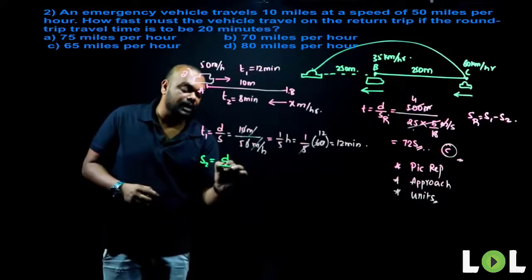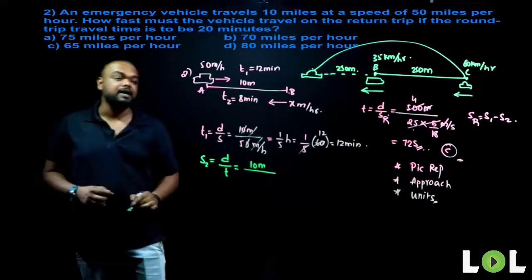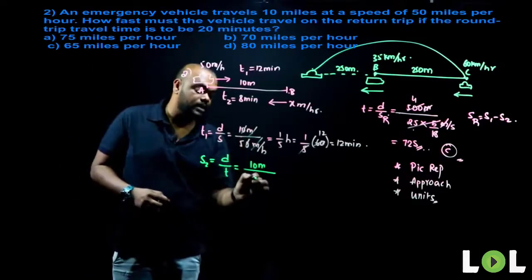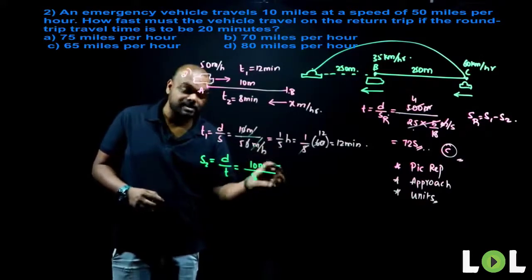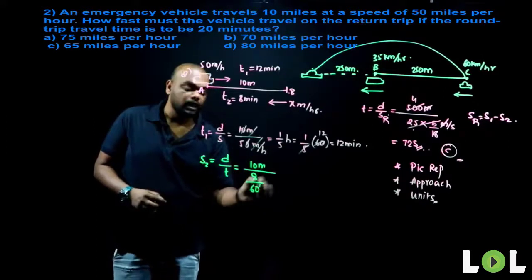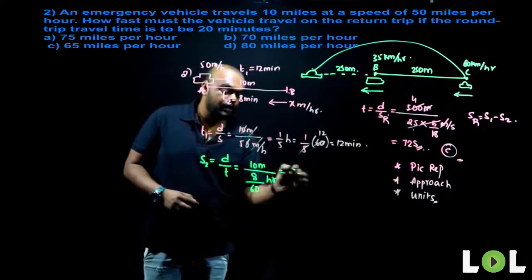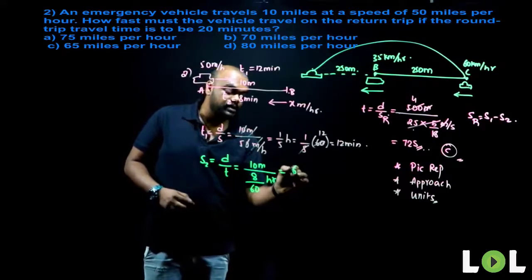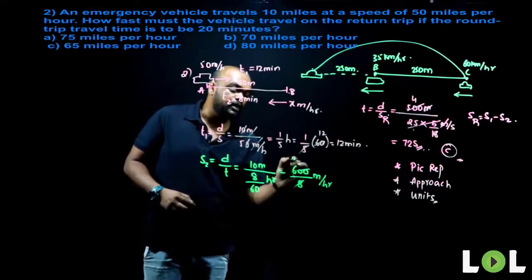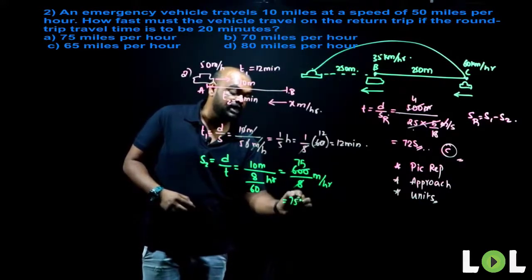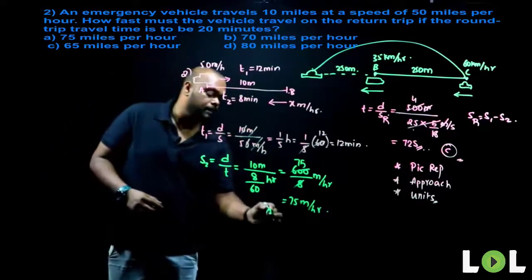Speed is distance by time taken. Distance is the same. What is that? 10 miles. Divided by time taken. Okay, what is the time? 8 minutes. Now, to convert minutes to hours, divide by 60. Now, this becomes 8 by 60 hours. Now, what happens? Send it up. 60 into 10, 600 by 8 miles per hour we have. 8 into 75. So, the answer is 75 miles per hour. Do we have the option? 75 miles per hour? Option number A. That must be my answer.